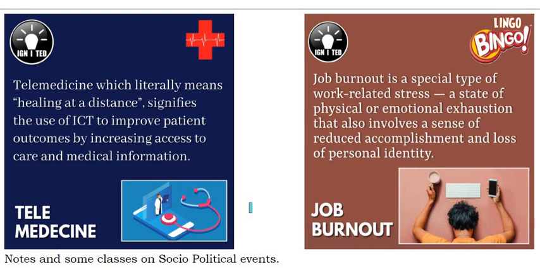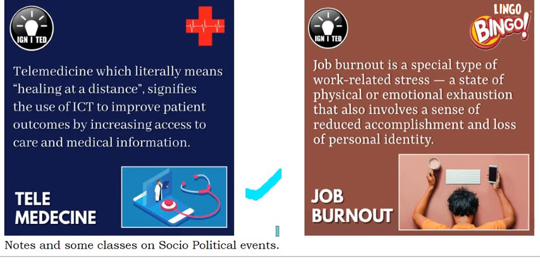And then telemedicine, what is that? Telemedicine, which literally means healing at a distance, signifies the use of ICT to improve patient outcomes by increasing access to care and medical information. Okay, so this particular definition has been taken from WHO. So this is a WHO definition. Whenever you are speaking something, you should try to use standard definitions. All of that I'm going to tell you while we prepare for Extempore: what you have to say, what definitions, what data you have to keep while you speak.